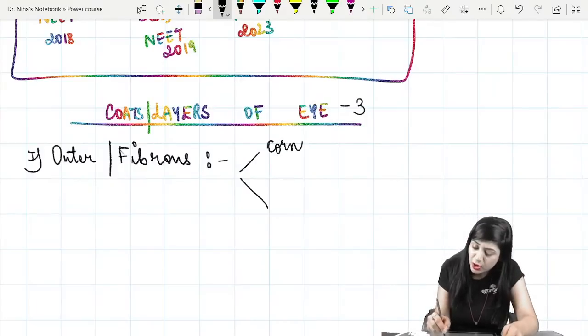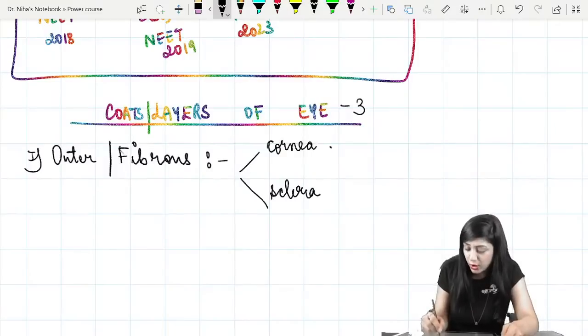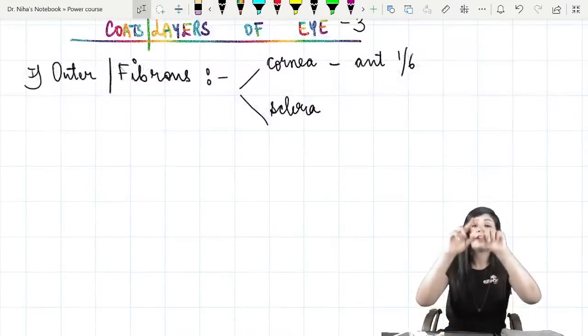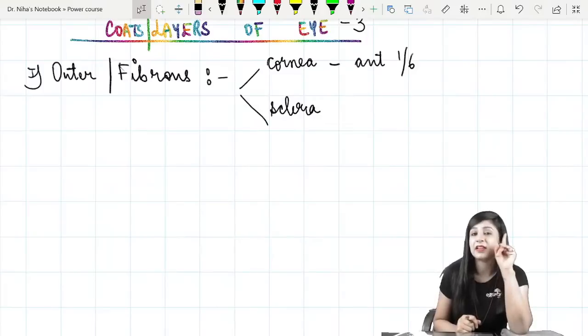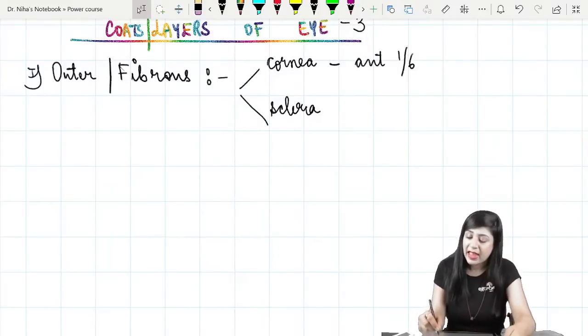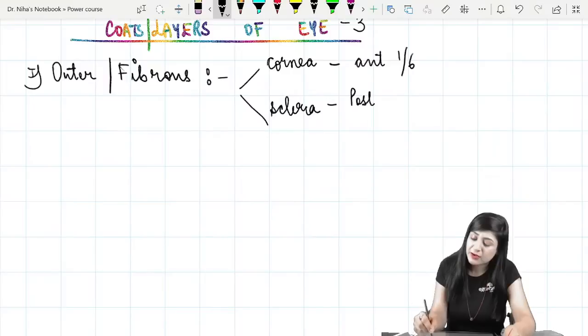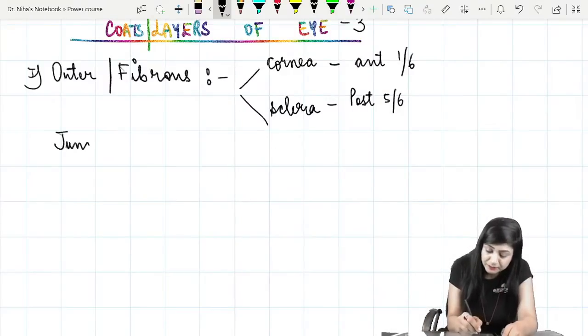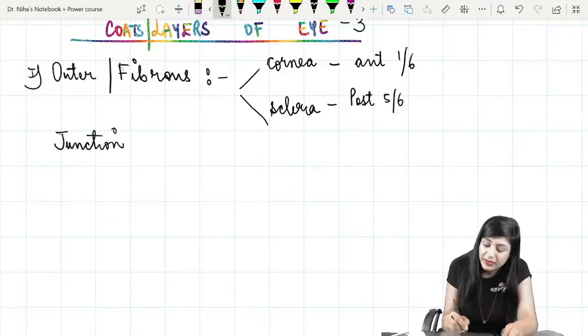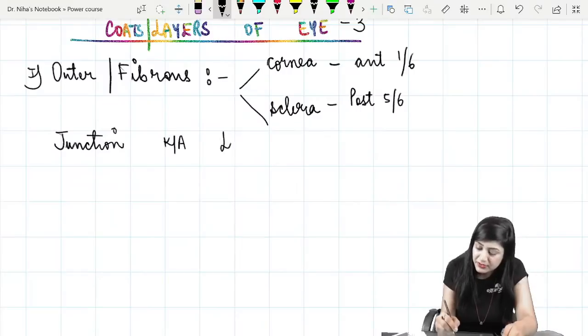It consists of cornea and the sclera, and cornea is anterior 1/6. So if I divide the whole eyeball into 6 parts, the anterior 1 part is cornea and the remaining posterior 5/6 is the sclera. And as I told you, the junction is called as limbus.